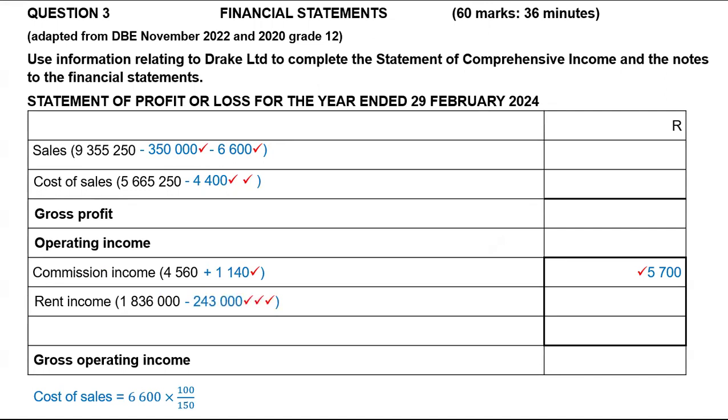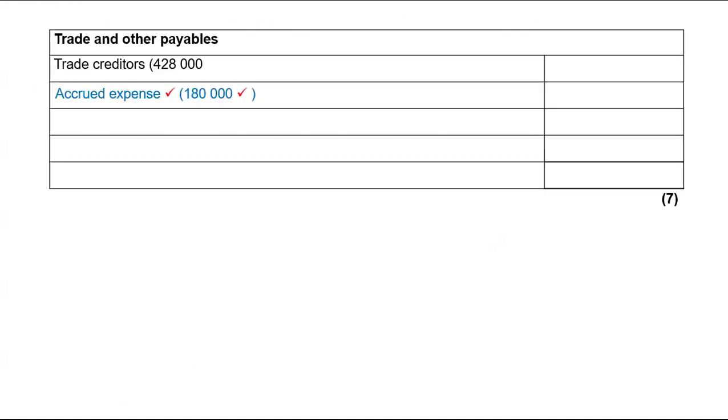And my rental income will be 1,593,000, which is what I've earned in the current financial reporting period, or the financial year. The 243,000 will be recorded in trade and other payables as income received in advance. It is a liability.